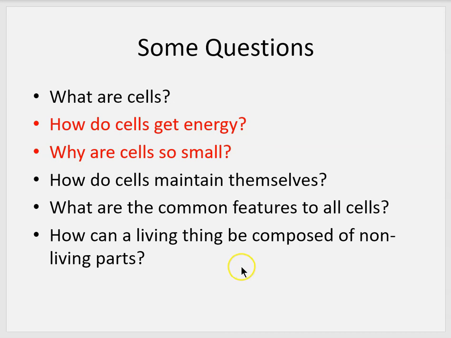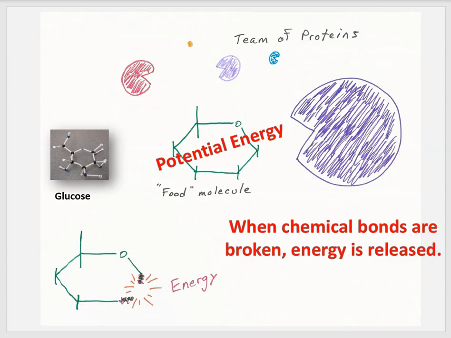We'll continue in our lesson series addressing these questions here. Last time we looked at how do cells get energy, and they're breaking the chemical bonds of food molecules like glucose, for example. In this lesson, we'll address why are cells so small, and it's related to how cells get energy. Let's remind ourselves that a food molecule like glucose has potential energy stored in those chemical bonds.